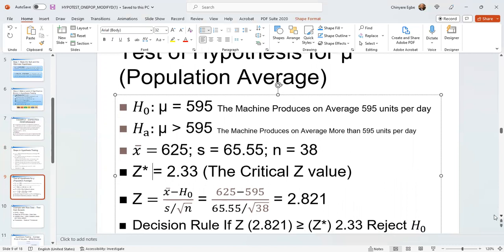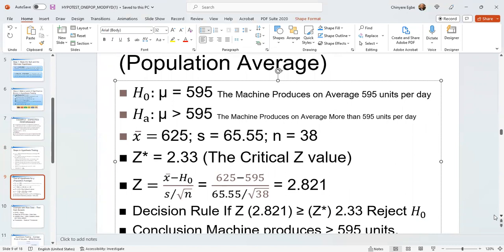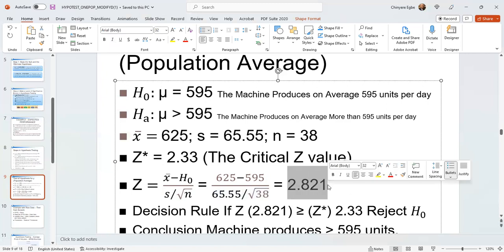And so now we're going to calculate the calculated Z value. The calculated Z value is X bar minus the null hypothesis, and the null hypothesis here is 595, all right, divided by the standard deviation over the square root of n. Here, the standard deviation we calculated as 65.5 divided by the square root of 38. When we do this calculation, we get a value of 2.821, all right?